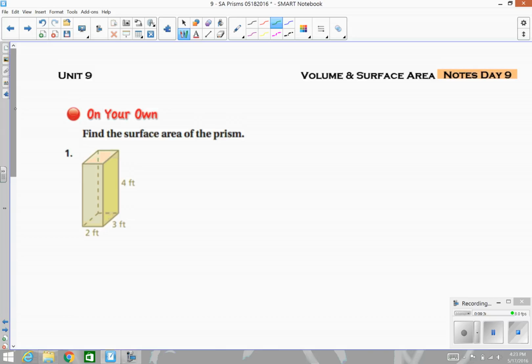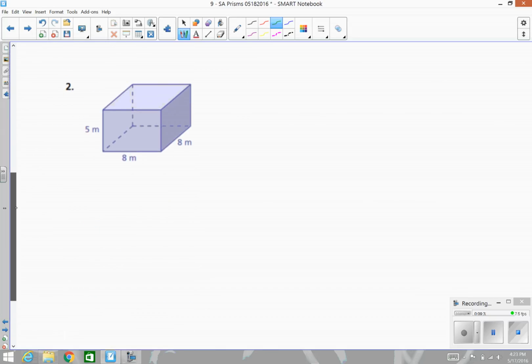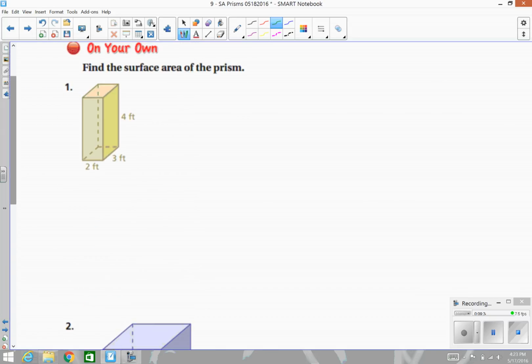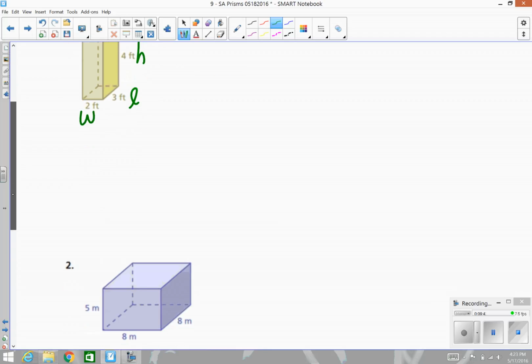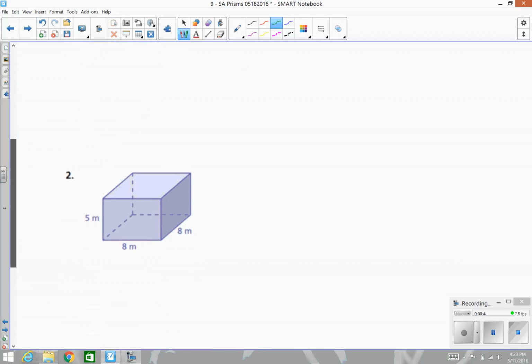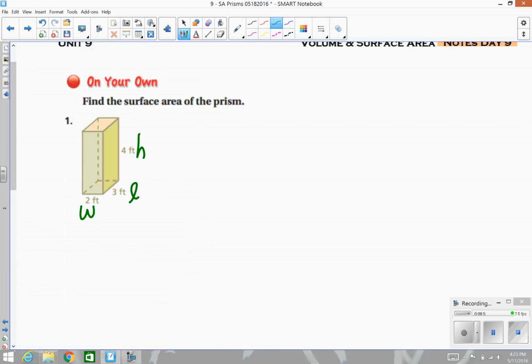On this page you have 2 to try either on your own or with your partners. Again, I'm going to encourage you to label before you start. I would probably call this width, length, height. And again, width, length, height. Write your formula, plug and chug, and don't forget to label. Come back when you've tried both of them.